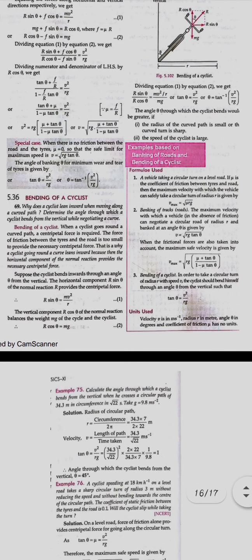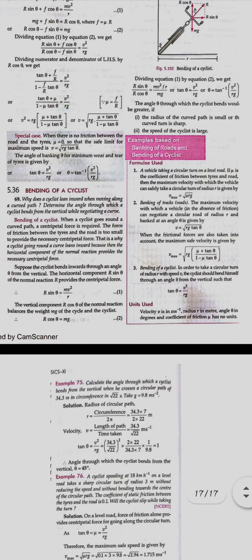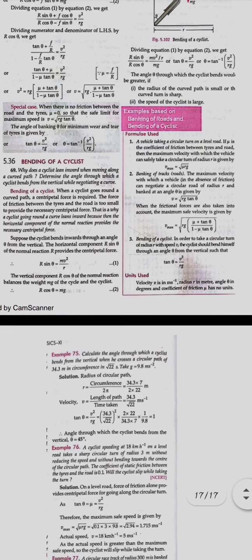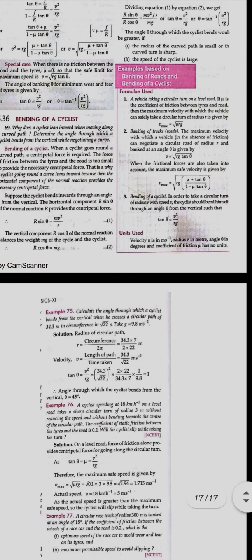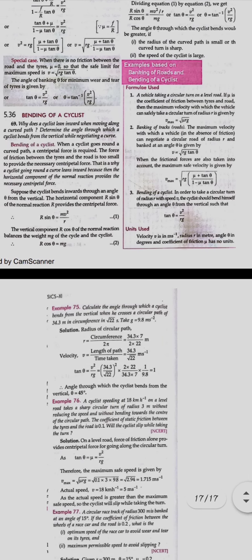Bending of a cyclist is also there. Whenever a body takes a circular turn of radius r, the cyclist should bend himself through an angle theta to the vertical, such that tan theta should be equal to v square by rg.